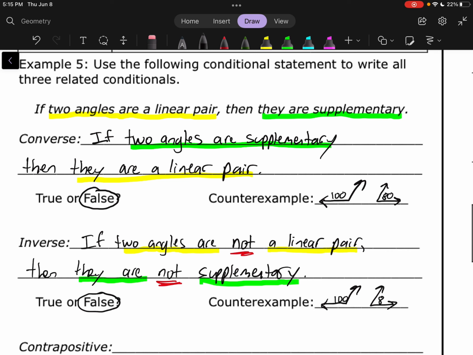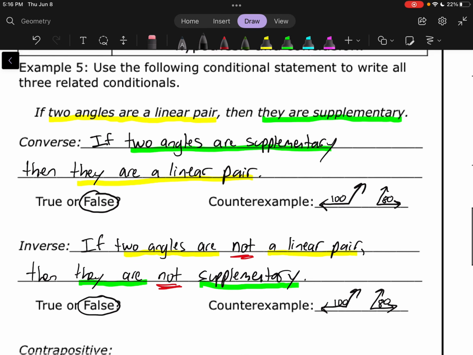This counterexample with the 100-degree angle and the 80-degree angle that are not adjacent, those are not a linear pair, right? The first part is true, but they are supplementary. So the conclusion is false. So remember, that's how you come up with the counterexample. Make sure that the hypothesis is true, the conclusion is false. I came up with an example that is not a linear pair, but is supplementary. So that's a counterexample right there.